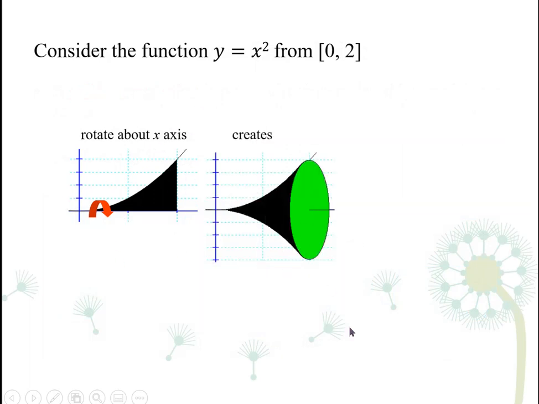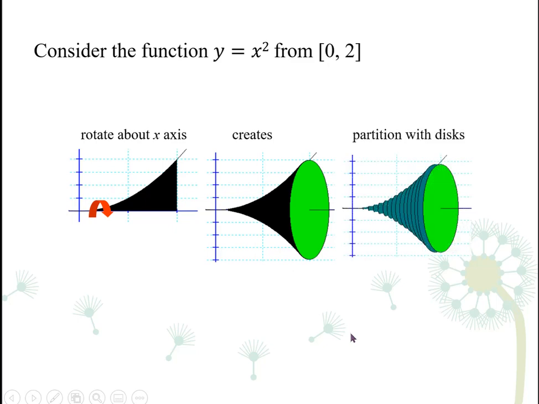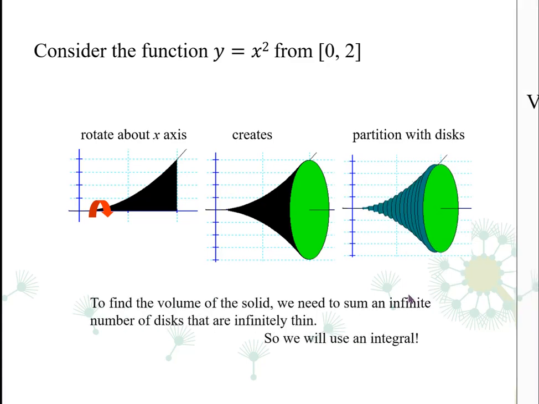Here's another demonstration about the function y equals x squared. If you rotate it around, you get this Hershey's Kiss shaped solid. And in order to find that volume, we think about partitioning it or dividing it up into an infinite number of discs that are infinitely thin, sort of like a communion wafer. In order to add up an infinite number of discs, we're going to do an integral.